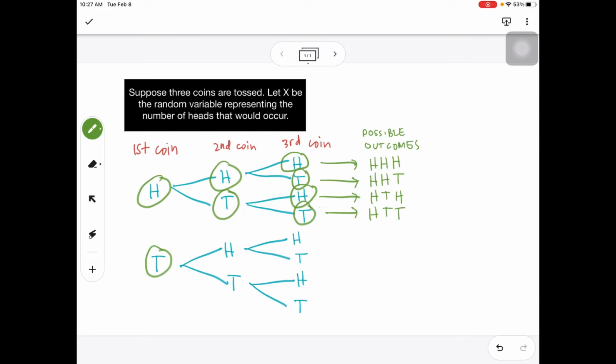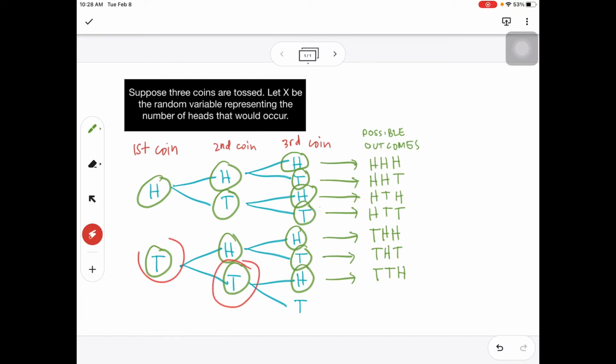Next is tails, heads, and heads. So this is T, H, H. Next is tails, heads, and tails. So this is T, H, T. Next is tails, tails, and heads. So this is T, T, H. And finally, we have tails, tails, and tails. So this is T, T, T.